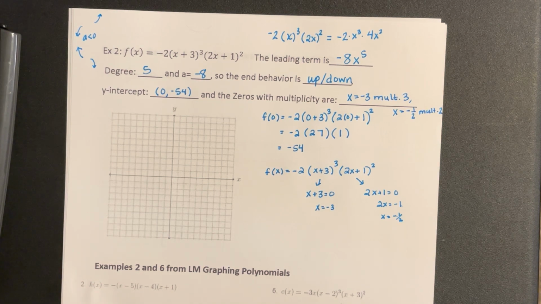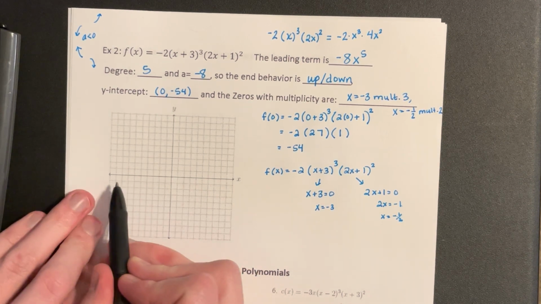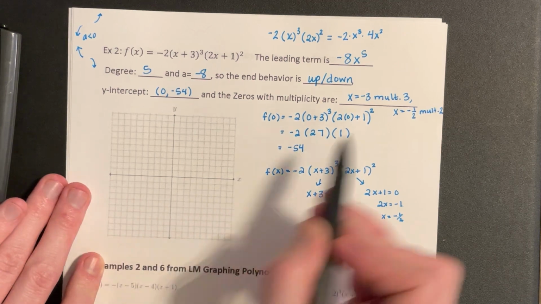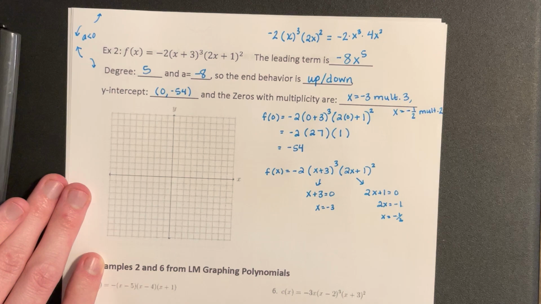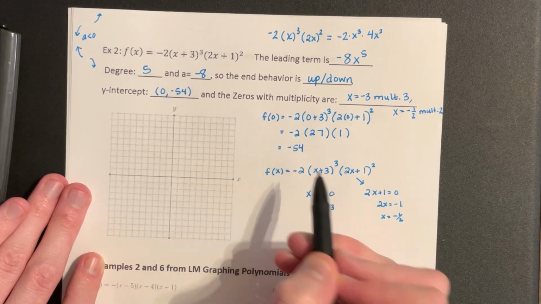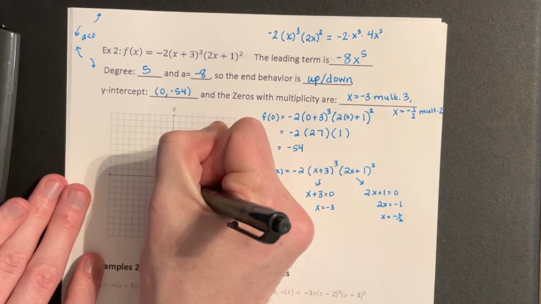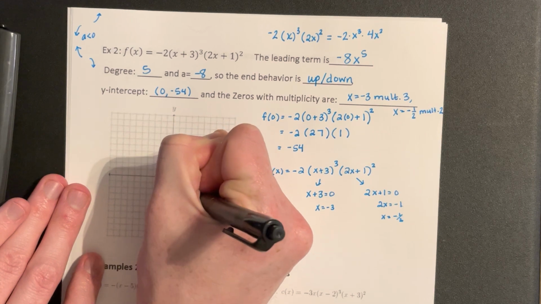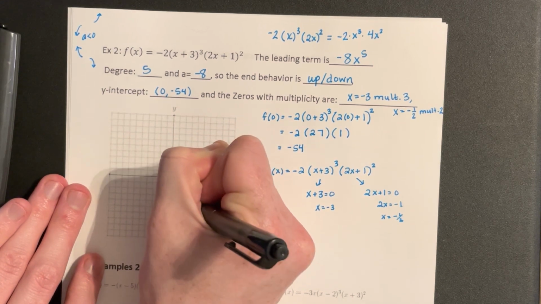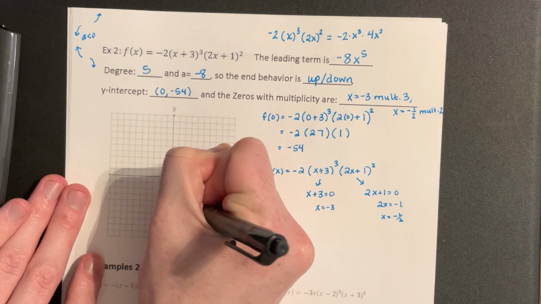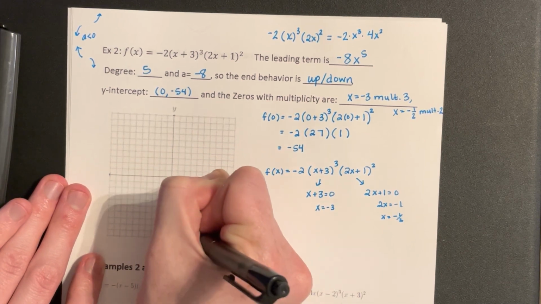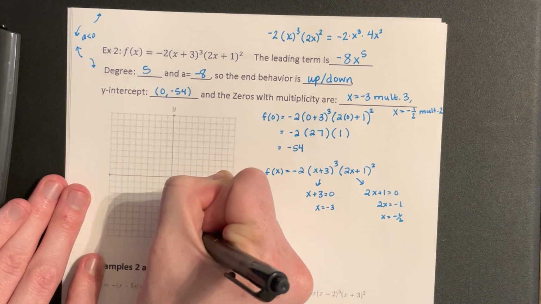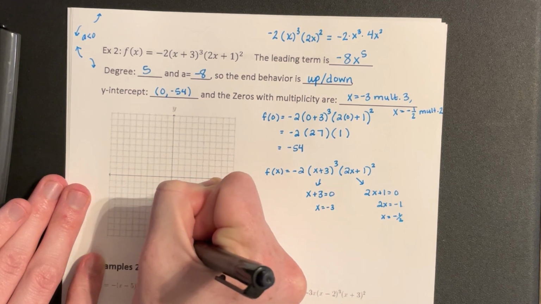Okay, so let's figure out what scale we need. I can count by ones on my x's because I just need to get to -3 and -1/2. But my y's have to go all the way down to -54. So maybe I just count by tens. So that'll be -10, -20, -30, -40, -50, -60, -80, -90, -100.